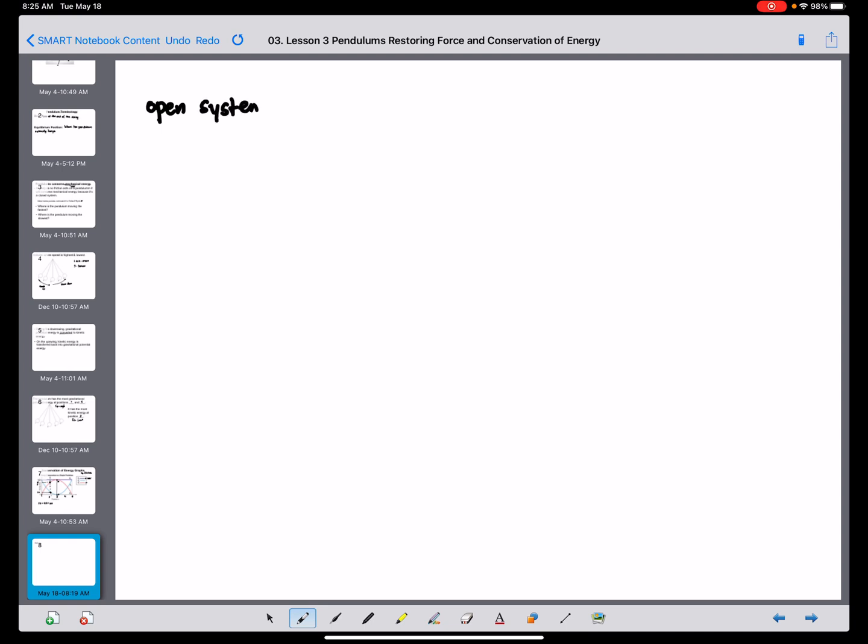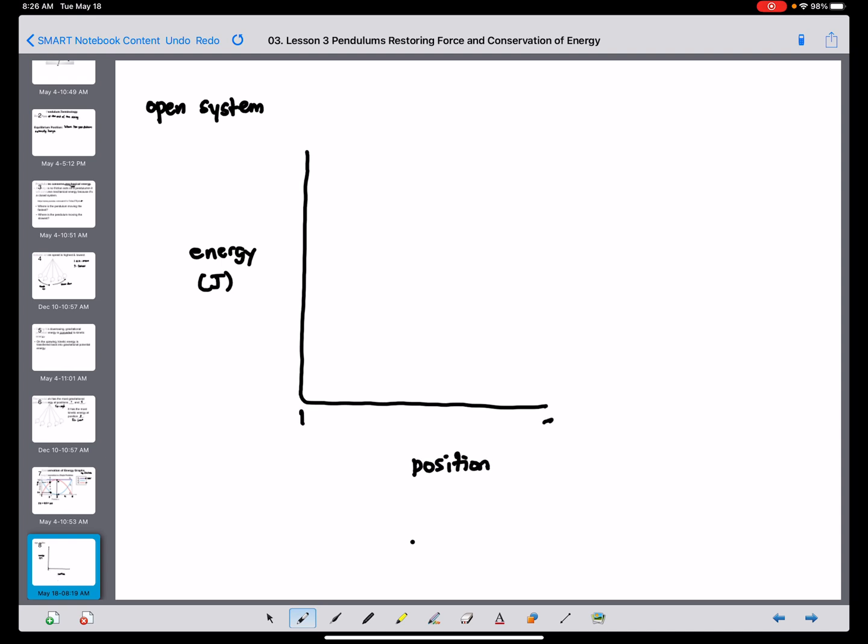So let's say we have a situation where friction is acting. So let's draw a new graph. You can just fit this in somewhere on your page. We're going to have energy in joules on the y-axis, and we'll put position on the x-axis. So like before, we'll label this with our 2 positions.